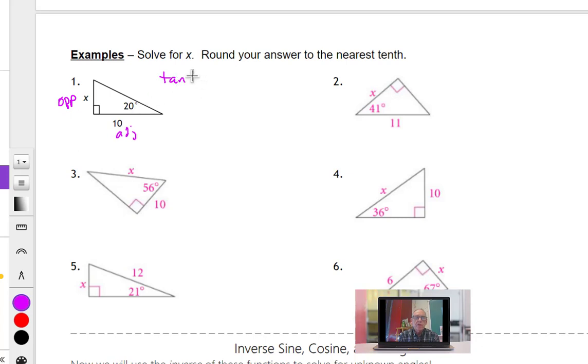We set up tangent of 20 is equal to the opposite, which is x, over the adjacent, which is 10. To solve for x, multiply both sides by 10. 10 times the tangent of 20 is going to be equal to x. Now, from the table, the tangent of 20 is 0.3640.